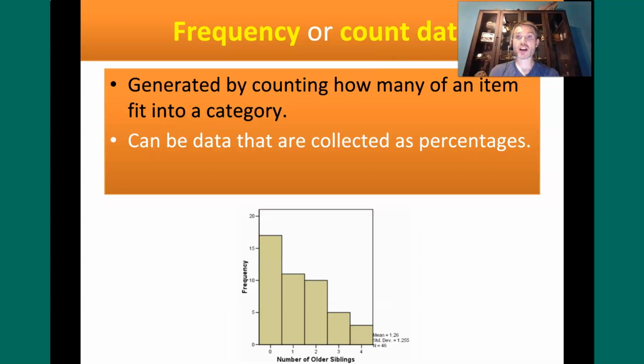So the last and final type of data is frequency or count data. This is generated by counting how many of an item fit into a distinct category. This can also be used to help us collect percentages.